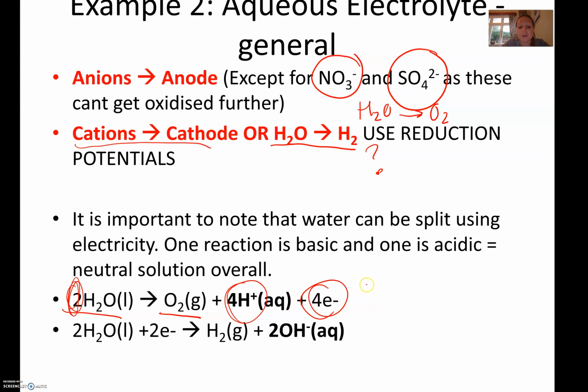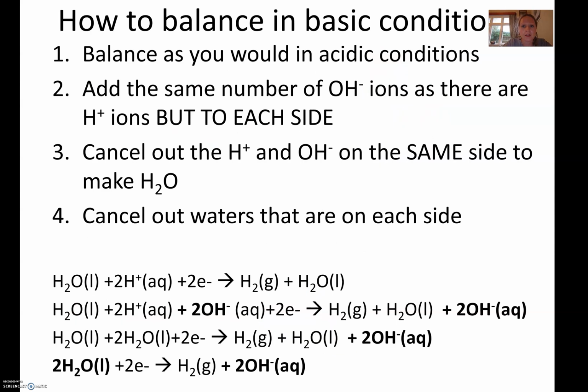Now, because we know water is neutral, if this reaction's acidic, then the water getting reduced to H2 must be basic, and I'm going to run through now how we come up with this basic equation. It's the only basic equation you need to know how to do unless you're doing scholarship. So how to balance in basic conditions, I'm going to run through the example here. Step 1, you balance it as per normal in acidic conditions. So this is water to H2.